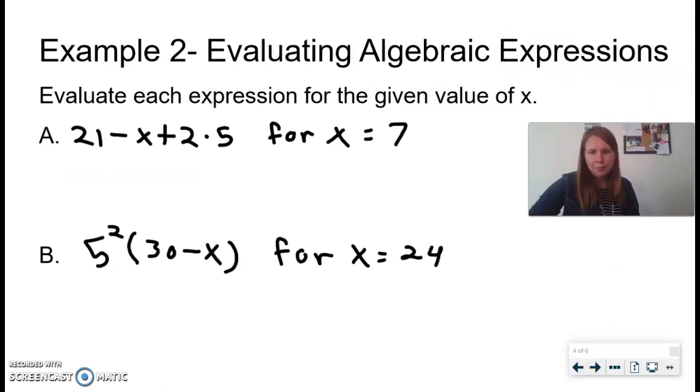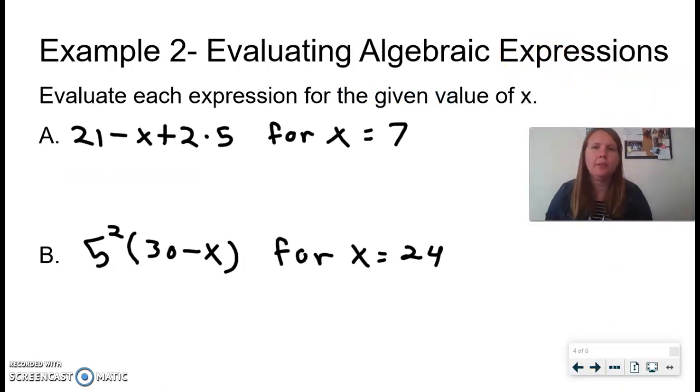Alrighty. So this time, example 2, we need to evaluate algebraic expressions. So evaluate each expression for the given value of x. Basically, we're using our substitution and we are going to plug in the value for x. And we are going to then use our order of operations and solve it out. So all I'm going to do is plug in x is 7.